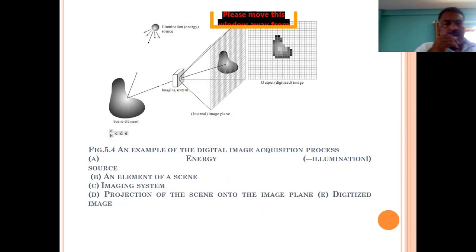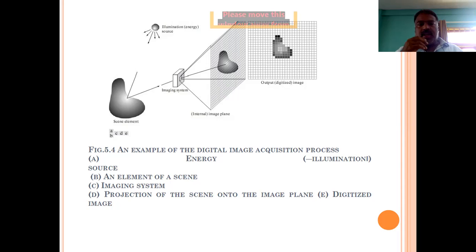So this is an example of the digital image acquisition process. There are different components involved in the image acquisition technique. The first one is the energy source. The second one is the element of the scenery which you are going to capture. Then the imaging system, how the image is incident on the device and how it is reproduced, the projection of the scene onto the image plane. Then how it is going to be digitized.